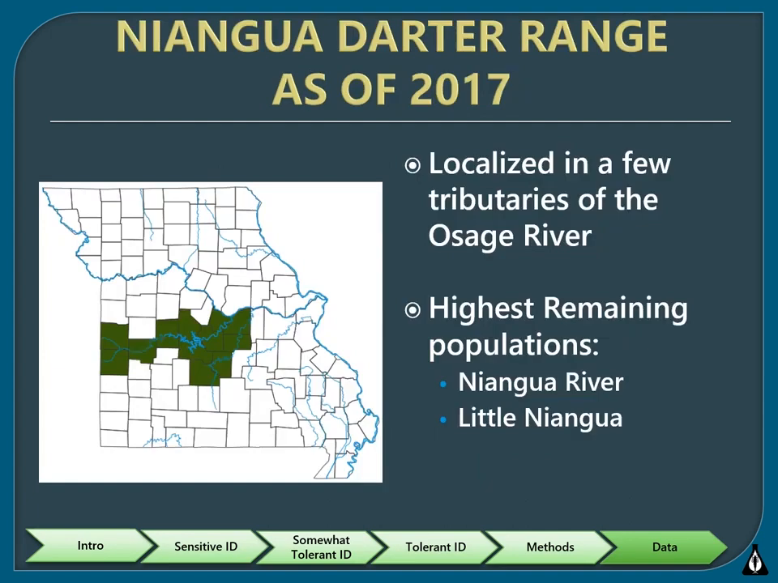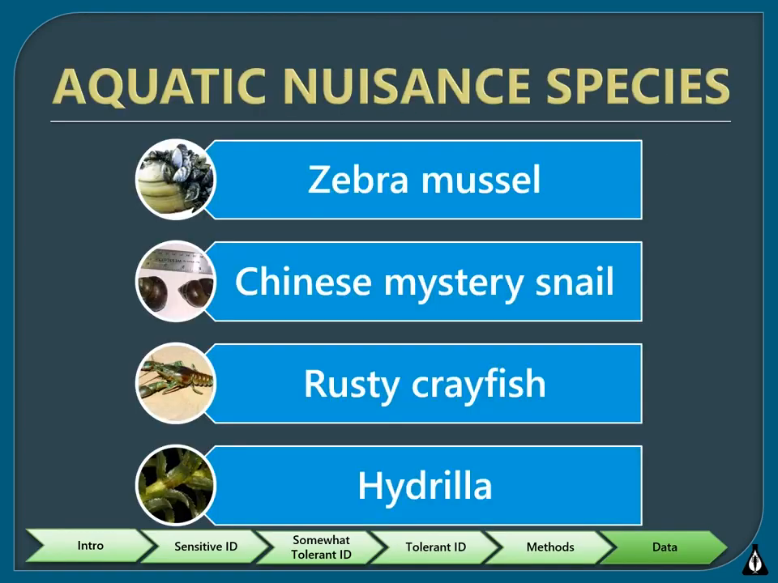Here is a map of Nyangwa darter range. This includes the Nyangwa River watershed, the Sac River watershed, the Tavern Creek watershed, and the Marys River and Pomme de Terre River. Again, please do not monitor the streams between March 15th and June 15th. It's important to be mindful of nuisance species as well. Some of the invasive species in Missouri streams are zebra mussel, Chinese mystery snail, rusty crayfish, and hydrilla. Familiarize yourself with possible nuisance species in your streams.